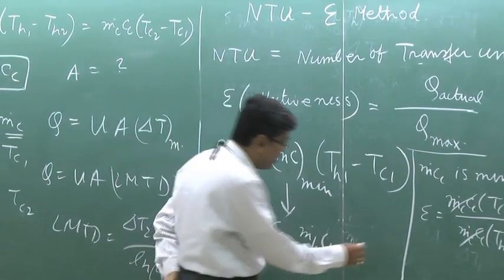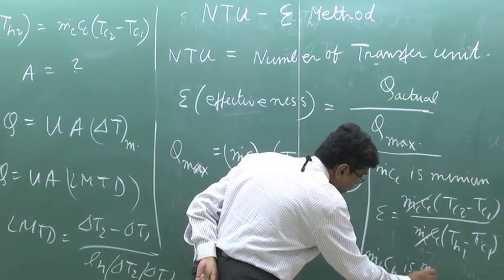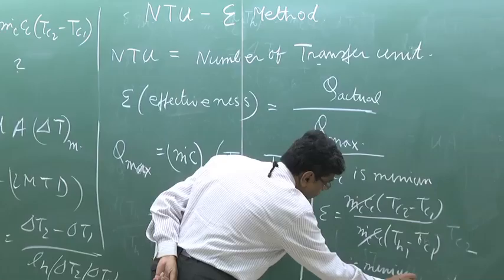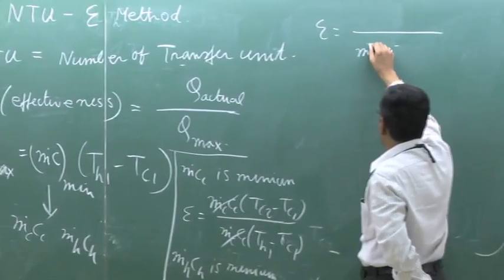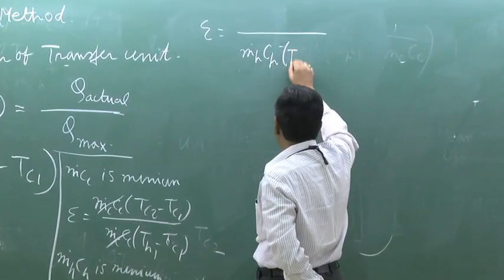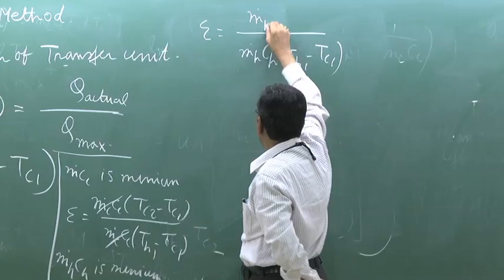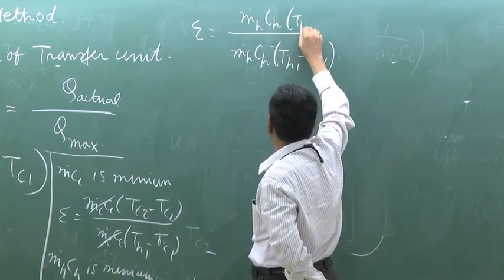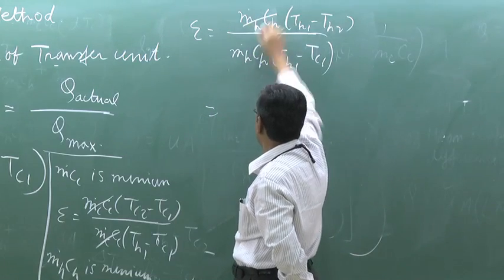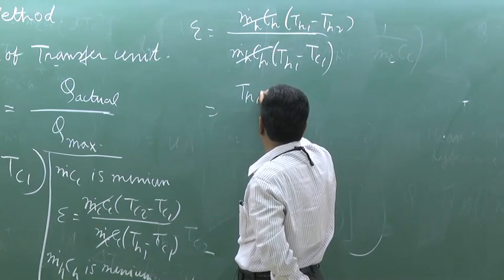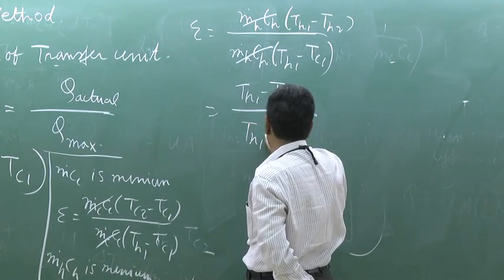Similarly, if m dot Ch is minimum, then epsilon is m dot Ch into (TH1 minus TH2) divided by m dot Ch into (TH1 minus TC1), and ultimately this will cancel, giving (TH1 minus TH2) divided by (TH1 minus TC1).